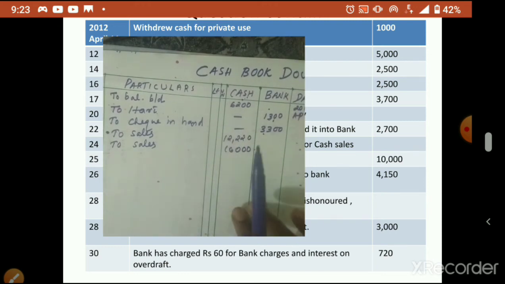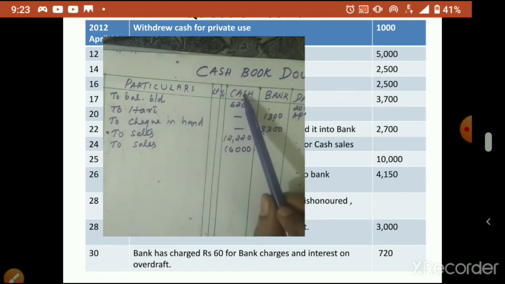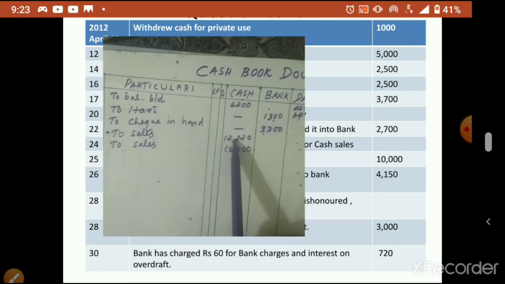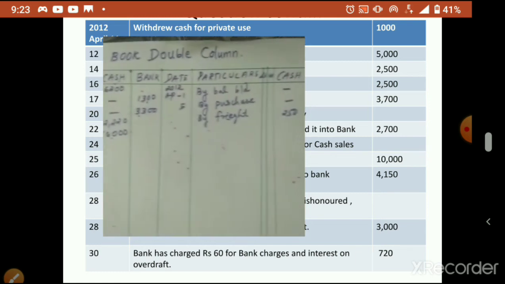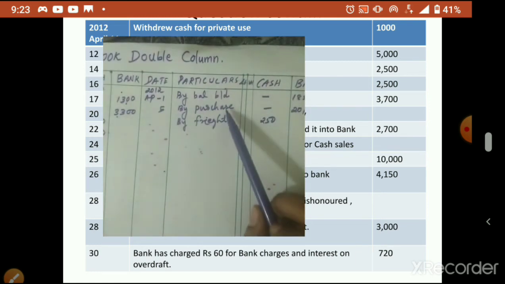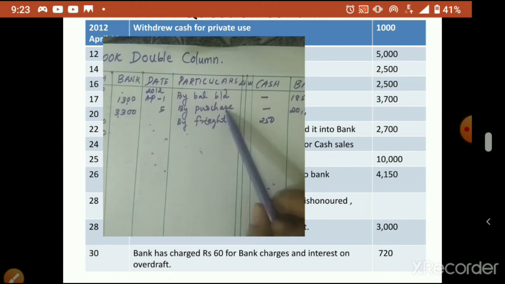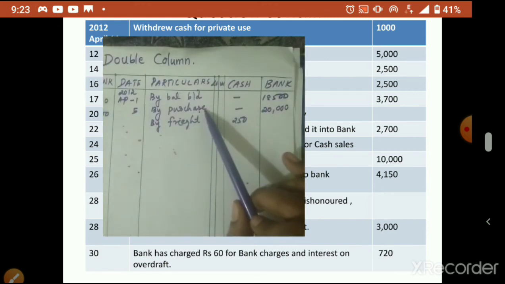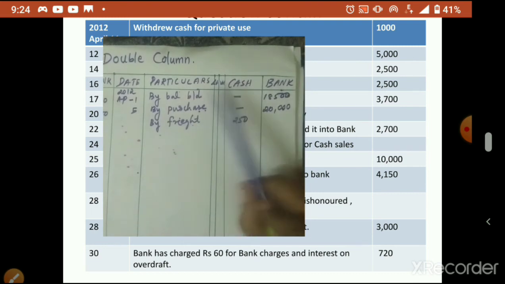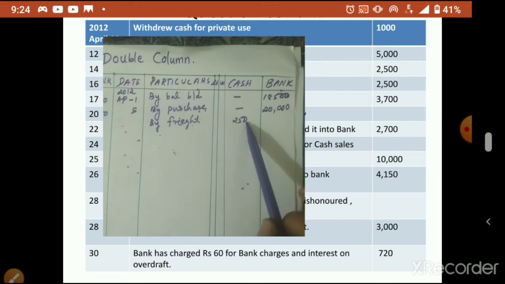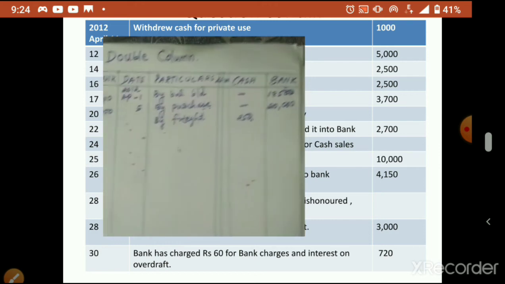This also is a journal only, but from the normal debit credit aspect. This we can say cash account debtor to sales. Here also cash account debtor to sales. Here on the credit side we say purchase account debtor to bank, since the amount is in the bank. Here freight account debtor to cash. Okay. So this way you have to understand.